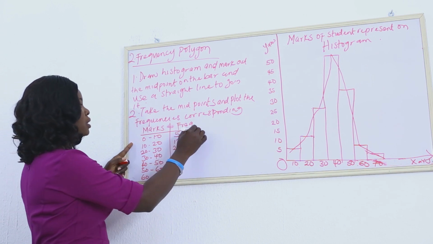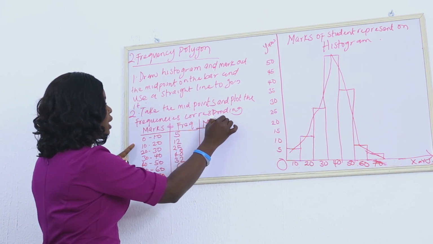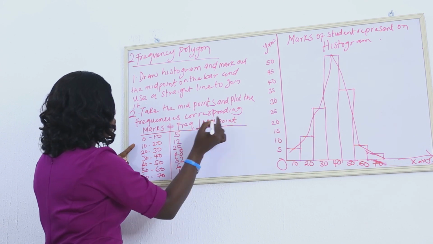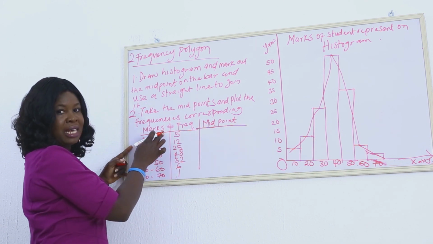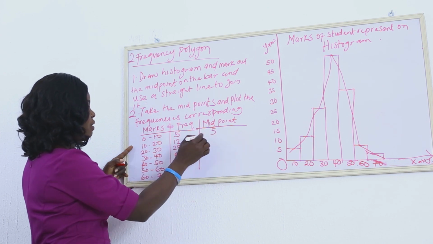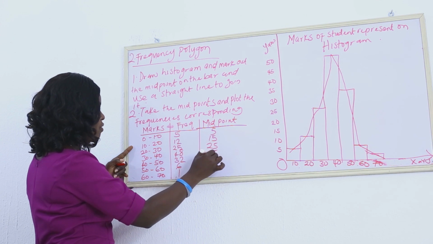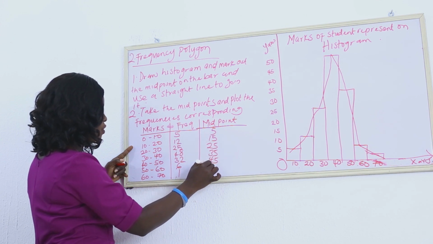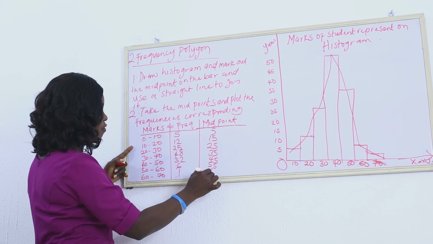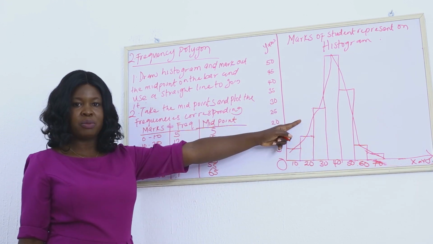To get our midpoints on this table, it would be 0 plus 10 divided by 2, that's 5. 10 plus 20 divided by 2 is 15. The next ones will be 25, 35, 45, 55, then 65. If we decide to use the midpoints, we still get something like this.